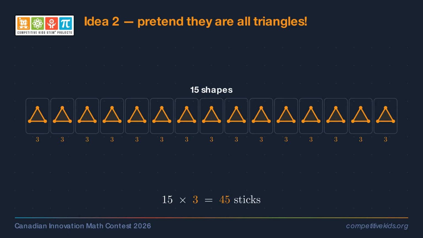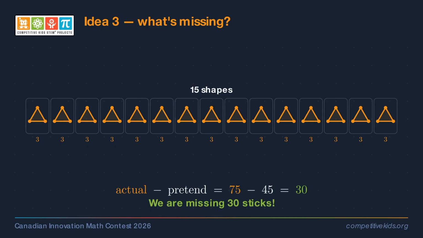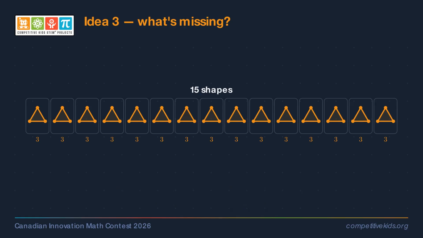Each triangle has 3 sticks. So 15 triangles would have 15 times 3 sticks. That is 45 sticks. But the problem says there are 75 sticks. We pretended there were only 45. So we are missing 30 sticks. Where did those 30 extra sticks come from?